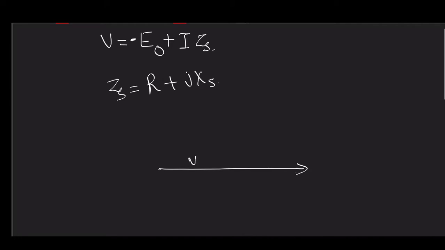It is V. Then your I is like this, at an angle theta. So the standard equation will be what? Minus IR, then minus jIXs.